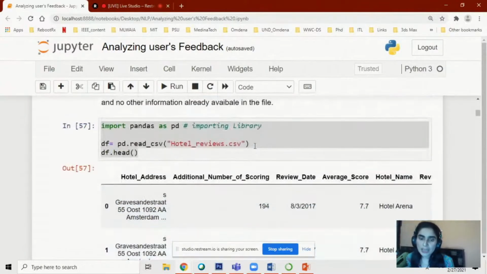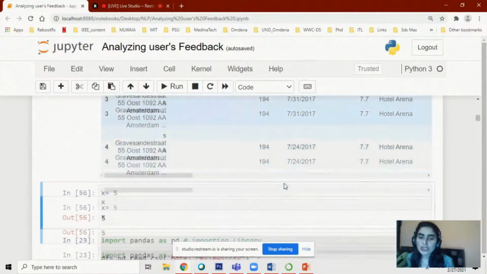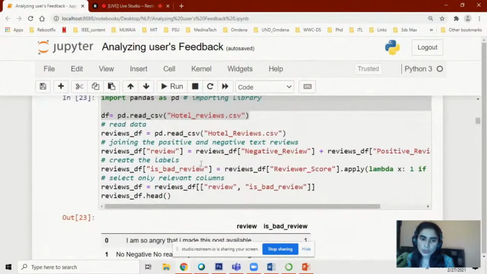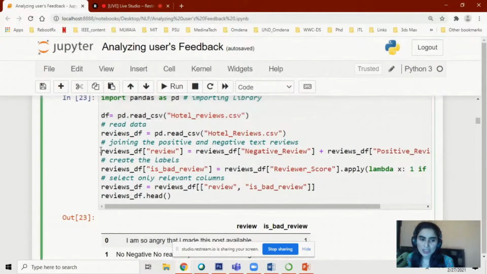So to do that, I'm going to join my two columns. To join two columns, basically I am giving them a name, that is my data frame name, review_df, and then I'm going to create another column whose name would be review. What value will be in that column? Negative review and positive review. So I am concatenating these two reviews in a single column, and the column name would be review, right?